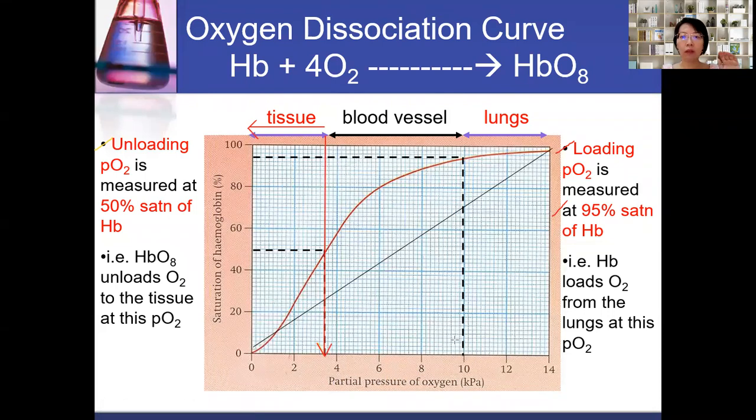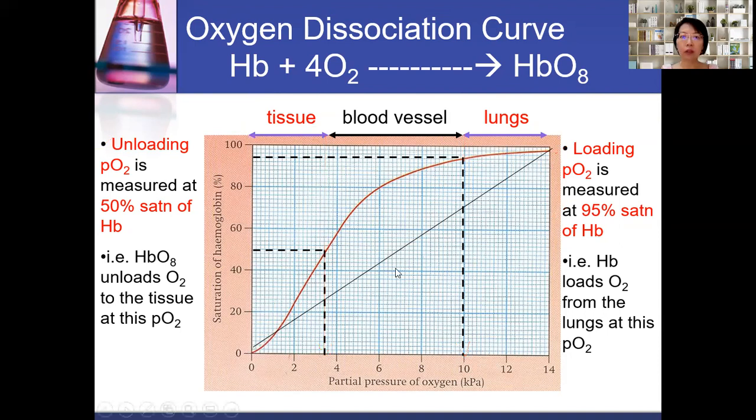Which means that from 10 kilopascal onwards, my hemoglobin will start to load oxygen. That is when it is in the lung. It denotes it is in the lung, so it will have to load oxygen, because this is the function of hemoglobin. It must load oxygen in the lung, and it must unload oxygen in the tissue. So therefore, it will load oxygen from 10 kilopascal onwards. Okay, so I'm going to add another line here. All right.